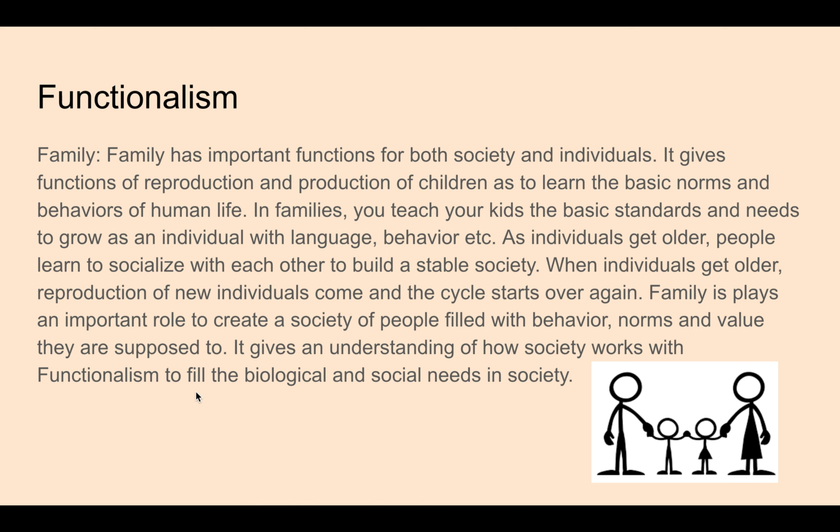And family. Family has important functions for both society and individuals. It gives functions of reproduction and production of children as they learn the basic norms and behaviors of human life. In families, you teach your kids the basic standards and needs to grow as an individual with language and behavior. As individuals get older, people learn to socialize with each other to build a stable society. When individuals get older, reproduction of new individuals comes and the cycle starts over again. Family plays an important role to create a society of people filled with the behavior, norms, and values they are supposed to have. This gives an understanding of how society works with functionalism to fill the biological and social needs of society.